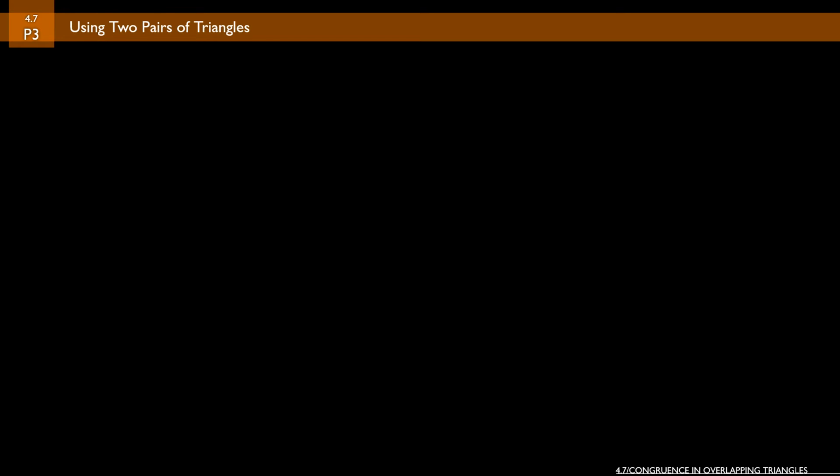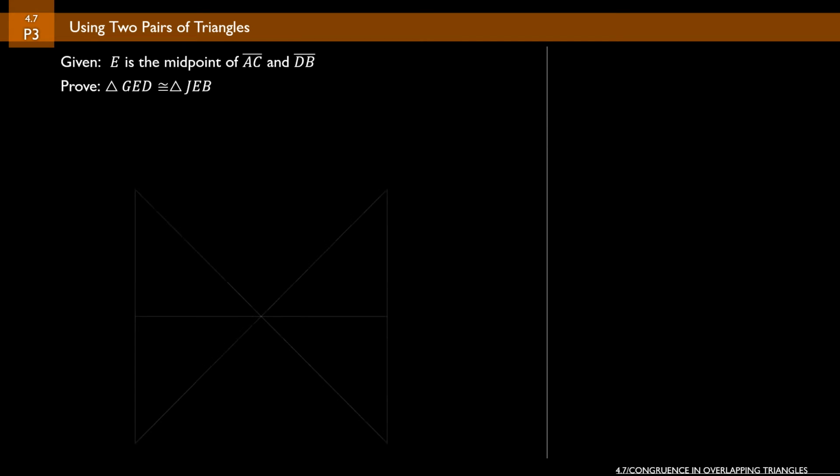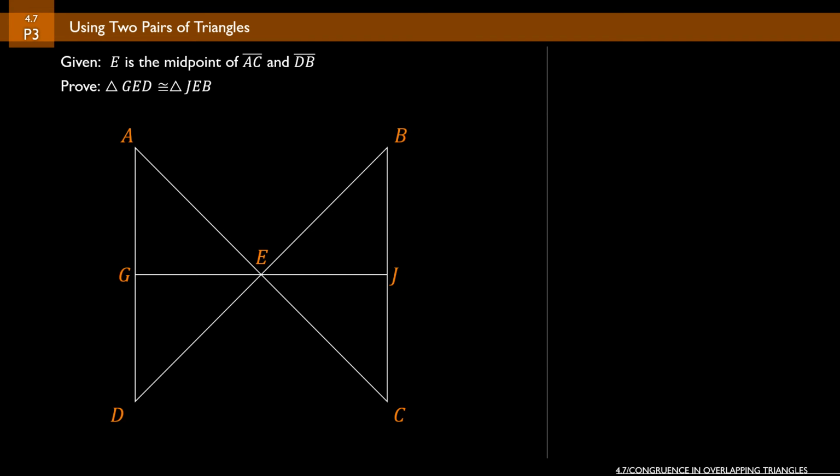For problem number 3, we're given a fairly complicated drawing. We have 6 possible triangles in the drawing that we're given here, and we are looking to prove that triangle GED is congruent to triangle JEB. The first thing that you're going to do is identify the target triangles. I've done that here by changing those two triangles to green and orange.